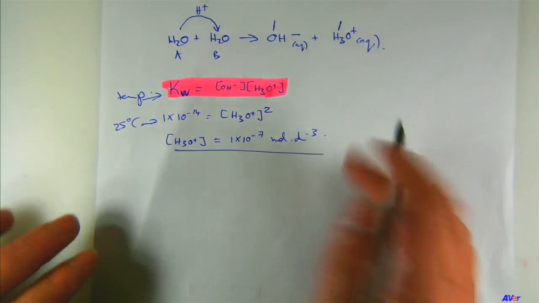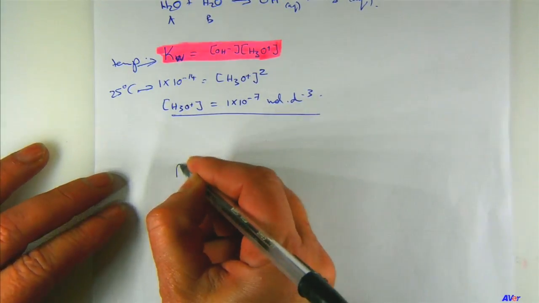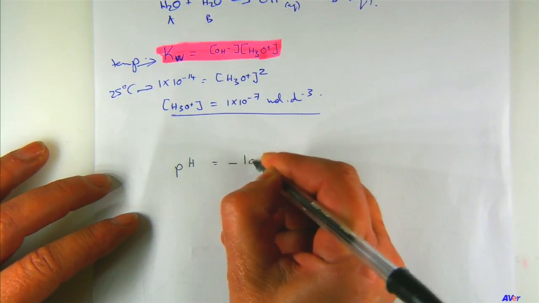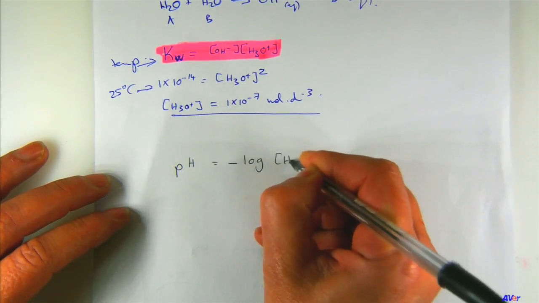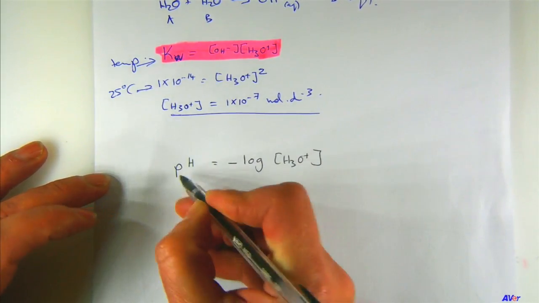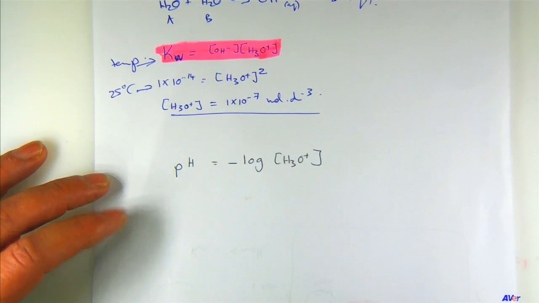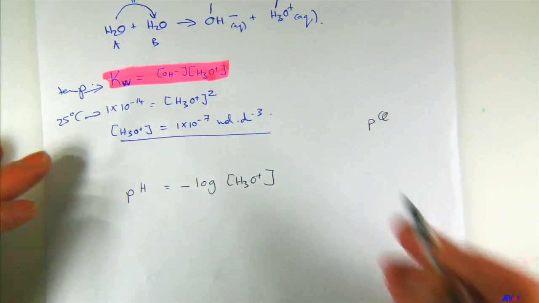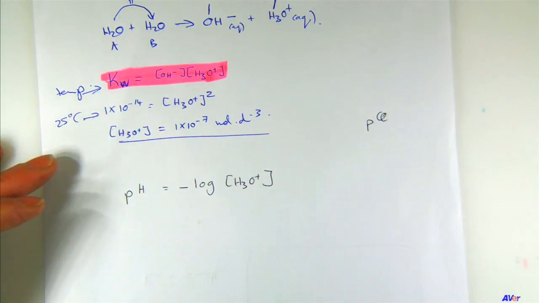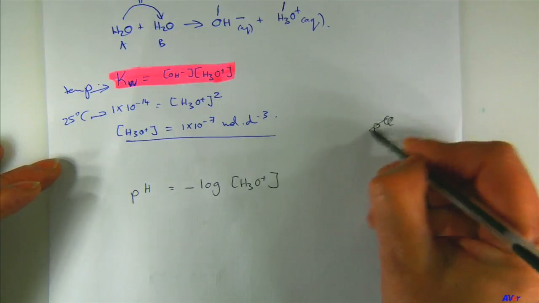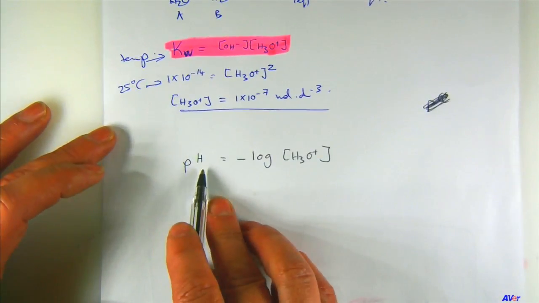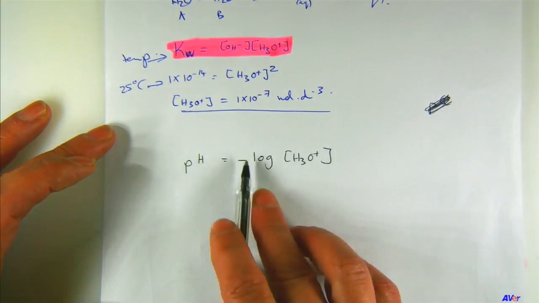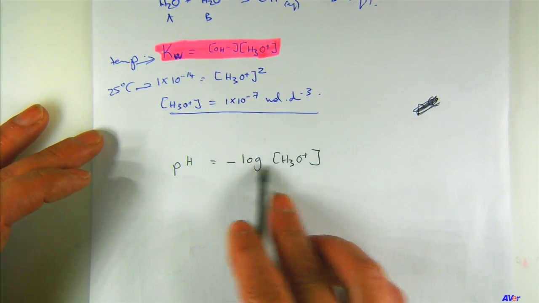Right. And then the last thing is pH. pH, if you remember, is negative the log of H3O plus. It's the potential of hydrogen. You get other things like pCl, the potential of chlorine, pOH. So there's a lot of p things, but we're only doing pH. It's the potential of hydrogen ions in there. So it is negative the log of H3O plus.